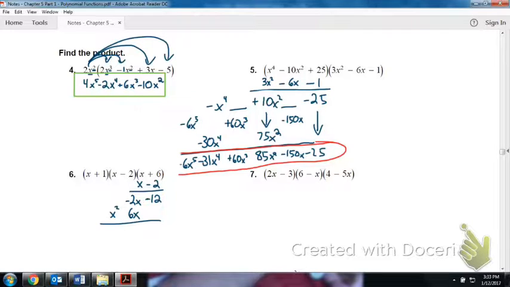And then combine your terms. We got negative 12. Negative 2 plus 6 is positive 4x. And I simply have an x squared. Okay? And then let's do it again. I got to do this one as well. x plus 1. 1 times negative 12 is negative 12. 1 times 4x, that's 4x. 1 times x squared is x squared.